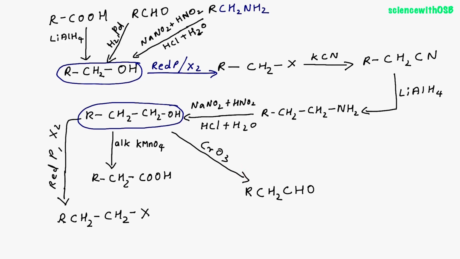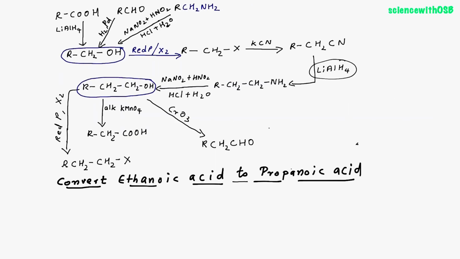Hope you understand. For understanding, we can do a question. Convert ethanoic acid to propanoic acid. Okay, see, it is regarding carboxylic acid. So start from carboxylic acid. Then you can follow this step and you will reach the higher homologue of alcohol. Then the higher homologue of carboxylic acid. Okay, let us try.